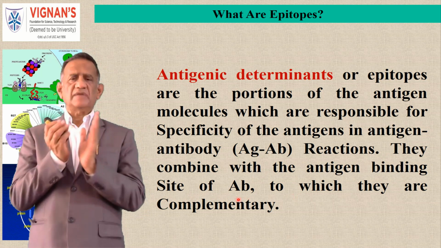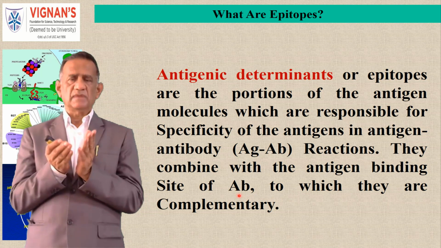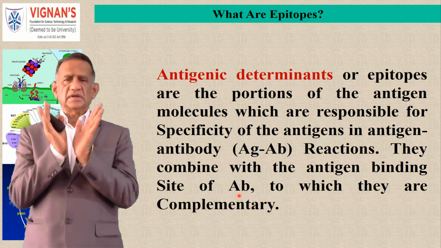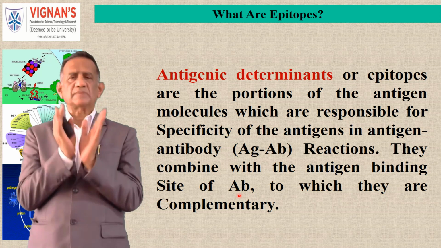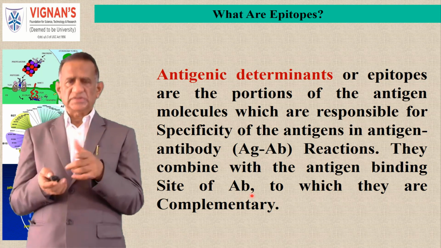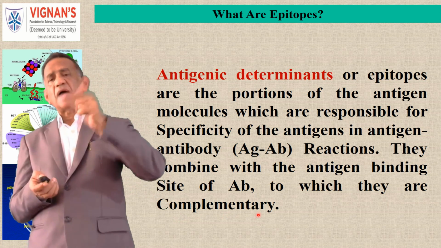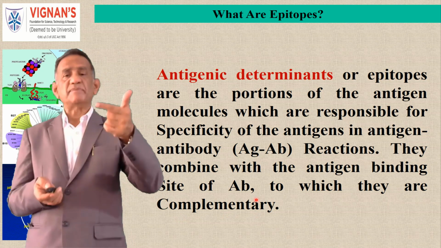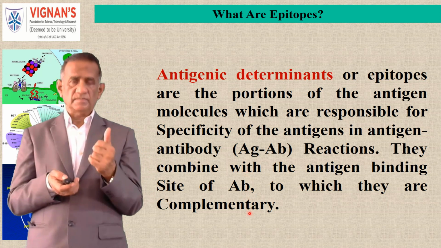The antibody has a Y-shaped structure that was deduced by Porter and Edelman, Nobel laureates. In this Y-shaped structure, the fourth region is called Fab. Fab means fragment antigen binding, to which they are complementary. So the epitope is complementary to the Fab sequences. In the Fab, there are hypervariable regions, 3 hypervariable regions. All these things we have seen in the second unit.